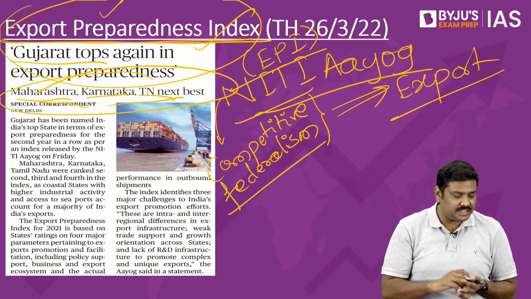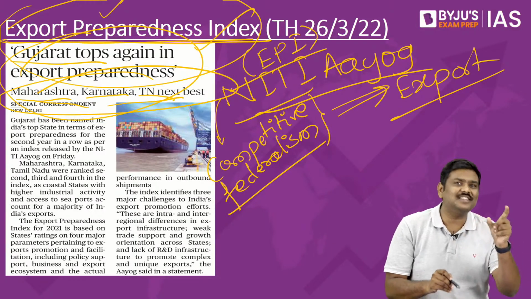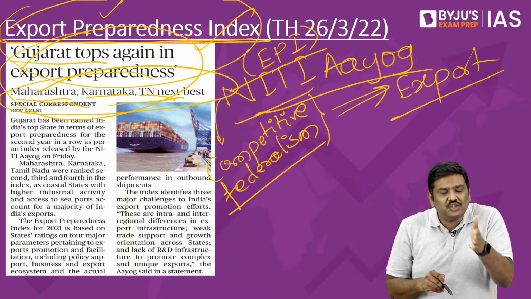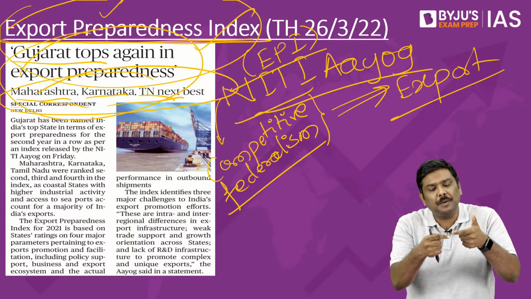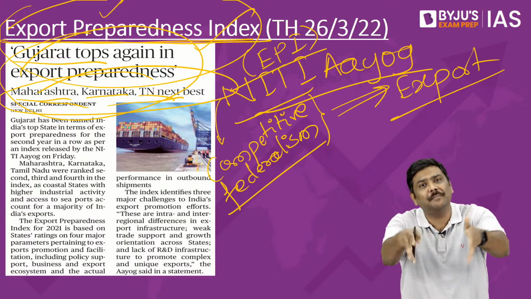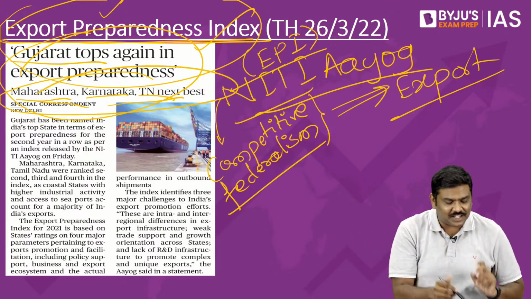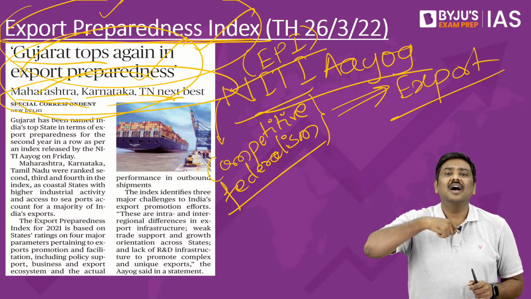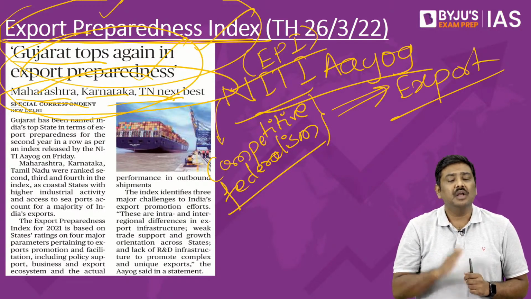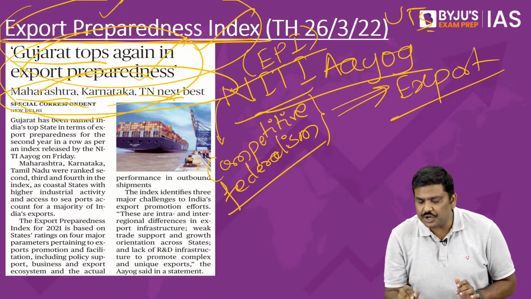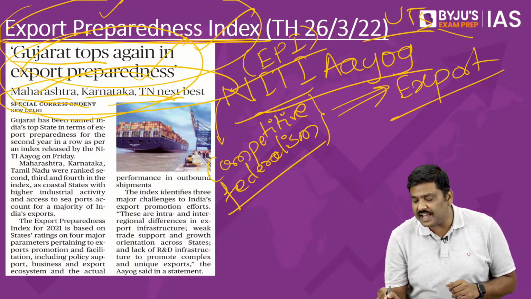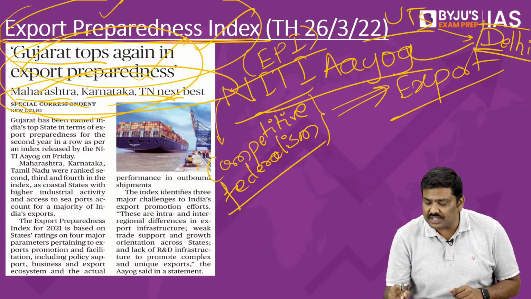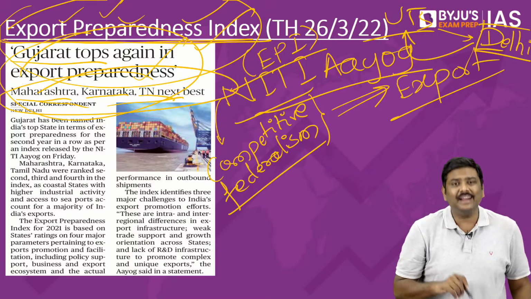The simple reason is that these states are coastal states. Is it okay? By virtue of being coastal states, the export preparedness in these particular states is much higher compared to other states. That is the reason why you will generally see Gujarat, Karnataka, Maharashtra, etc. at the top of this list. Now, what about union territories? Which union territory is topping the list this year? It is Delhi. Remember this? Delhi is the union territory which is topping the export preparedness index.